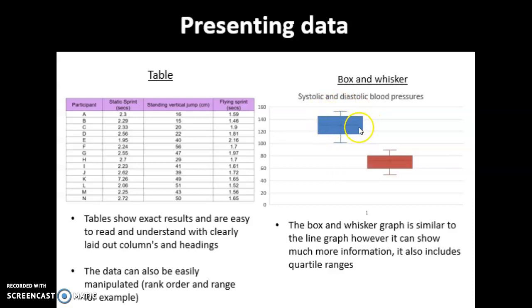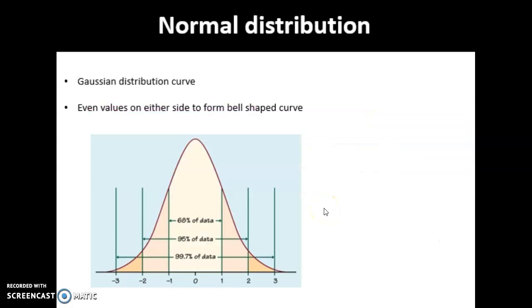This line in the middle represents the median of the values, and then this is the upper quartile, and this is the lower quartile. Now, a normal distribution, the Gaussian distribution curve, means that there have to be even values on either side to form a bell-shaped curve. This means the curve is symmetrical and the information on both sides is the same. A normal distribution curve is symmetrical on either side.